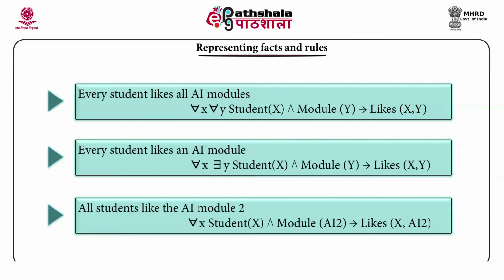Case number 3, every student likes module number 13 or module number 5 or whatever. So, in this case, the last one, for all x. Now, you can see that there is no quantifier needed for y. It says that for all x, student x and module AI2. Now, AI2 is a constant value. Okay, and likes x AI2.